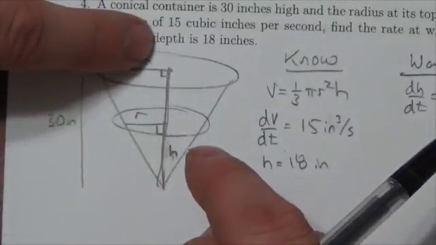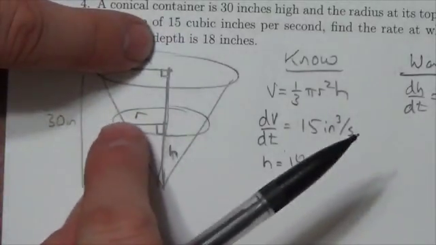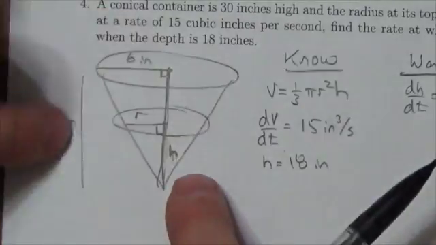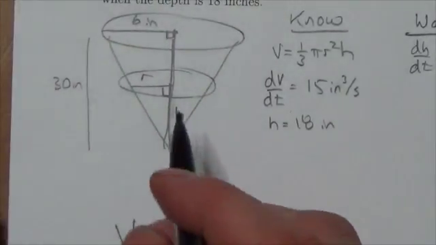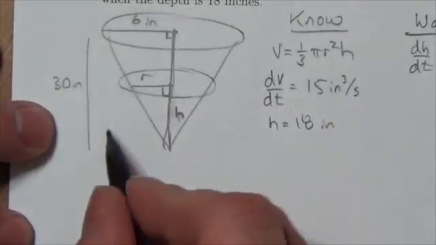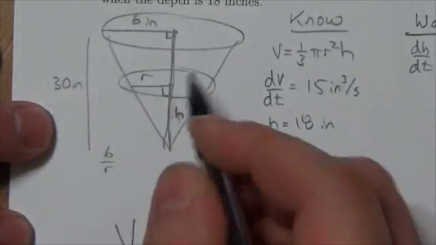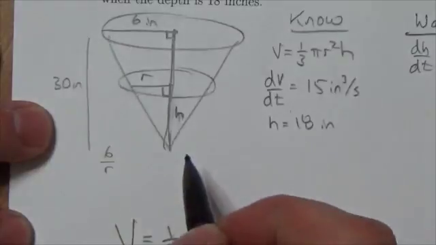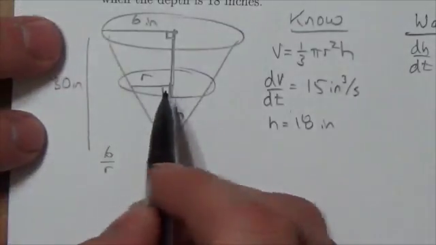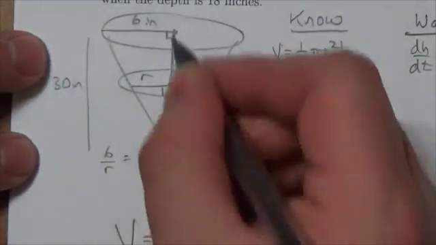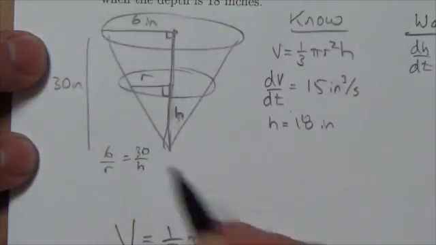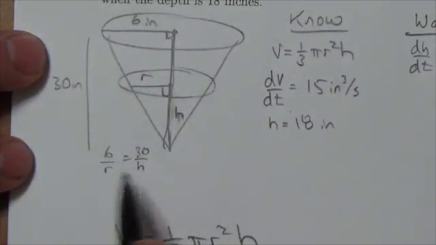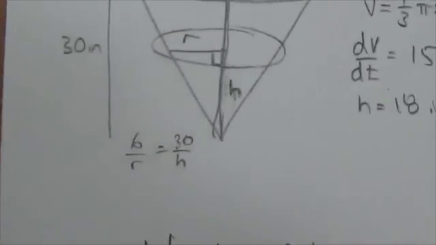So this length is proportional to this one. The height of the whole thing, which is 30, is proportional to the height of this little guy right here. So there's a ratio we can build here. Okay, 6 to r, the base of the triangle, compares to the height of the triangle, 30, the height of the little triangle, h. So now I've got this nice little ratio right here.